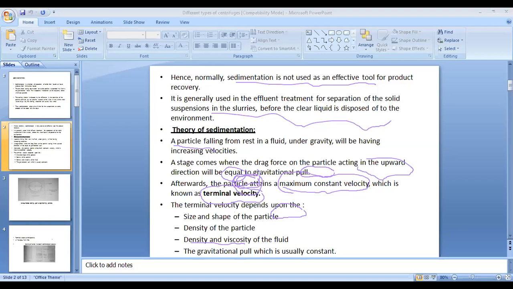Whatever the fluid that we are having in a broth, the density of the fluid also influences the terminal velocity. And the final important one is the gravitational force. So these are some of the important points before going into sedimentation. You need to know what the forces involved in sedimentation are.